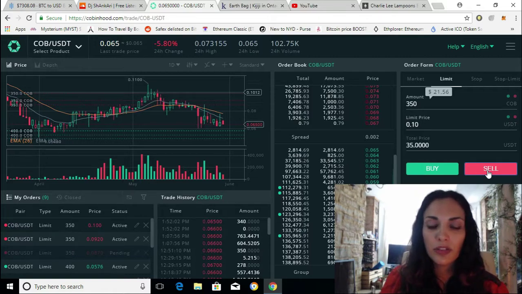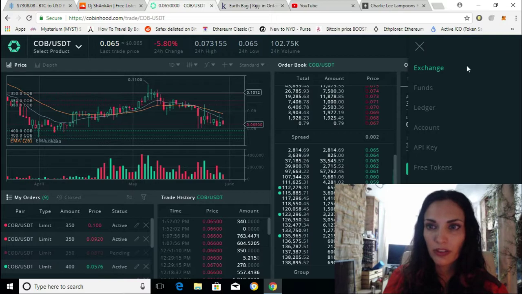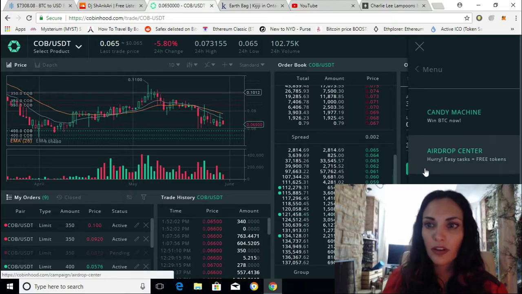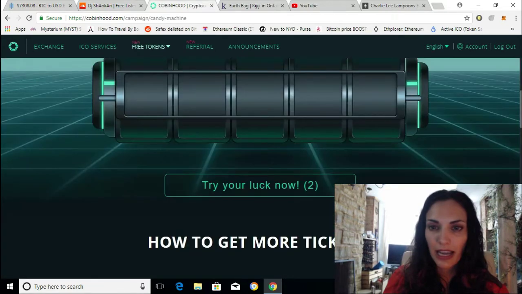Right when you do have successful trades that go through in the limit, you get these candies. So I'll show you how that works. On top right corner, you have a menu, and then you have free tokens. So you go to your candy machine. So every time you do a successful trade, you get a candy. Sometimes they have like these special offers.